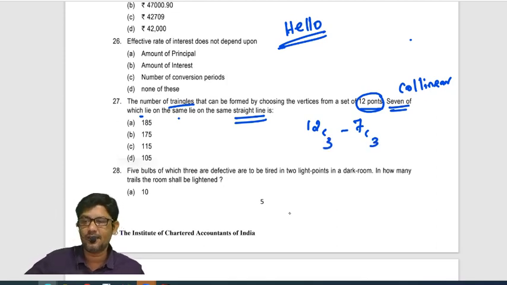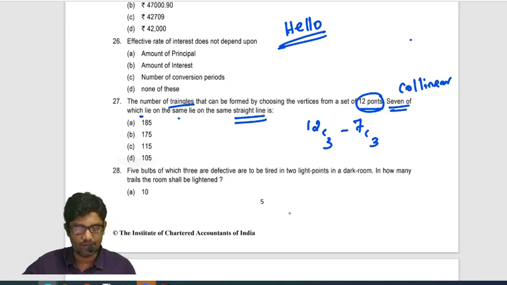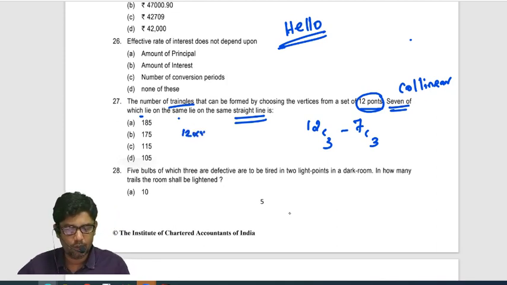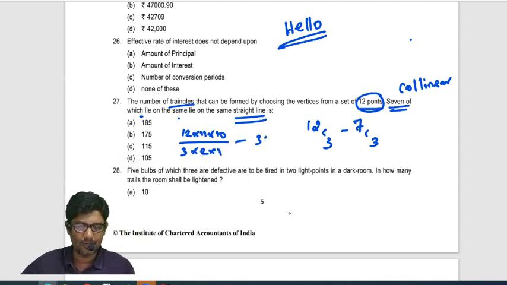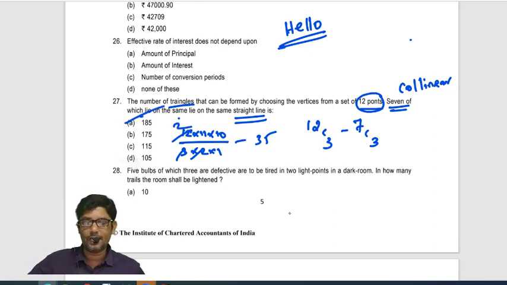12C3 minus 7C3. What is it? 12 into 11 into 10 divided by 3 into 2 into 1, minus 7C3. Everyone knows that 7C3 is 35. 3 2s are 6, 6 2s are 12, 22, 220 minus 35 is 185. So our answer is 185.